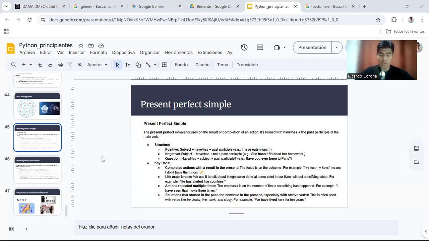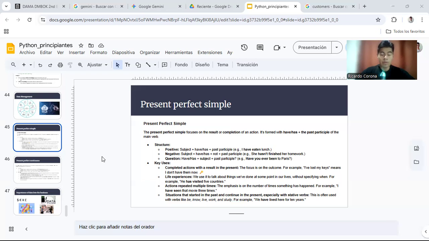And finally, the question. When speaking or writing, the key is to put the verb have or has before the subject, then the verb in past participle form, and its complement. This is the question.